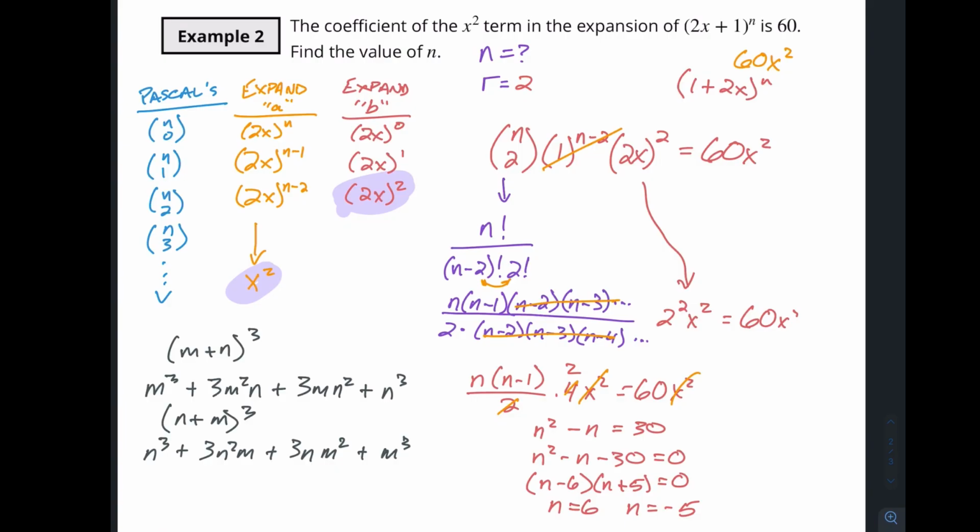Now we know with our binomial expansions that our powers are always positive integers. So this negative 5 is not possible. That leaves us with just one value for our n, and n is going to be 6.